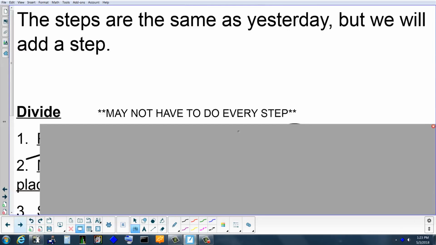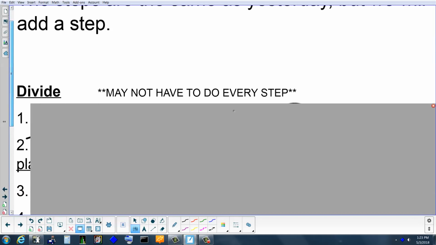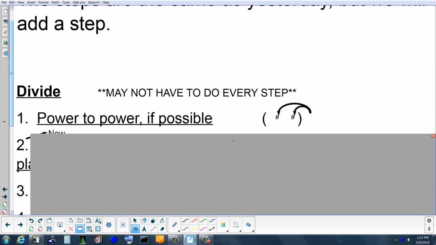Let's write down our steps. These steps are going to be the same steps as yesterday, except one new step. Yesterday we only had 5. From yesterday, what's my first step? Power to a power. Nice job. Power to a power, if possible. Why did we write if possible? Because some of them may not have them. Not every problem is going to have every step. So do your power to a power.